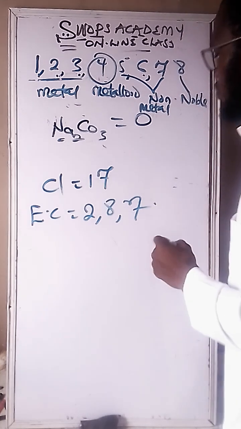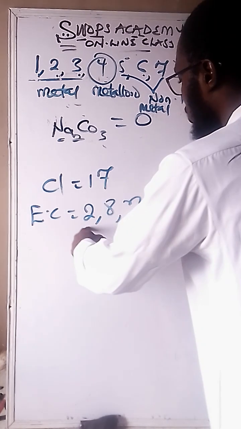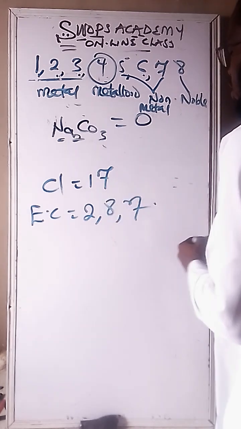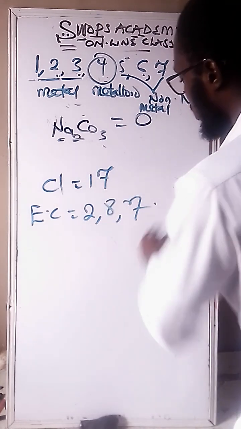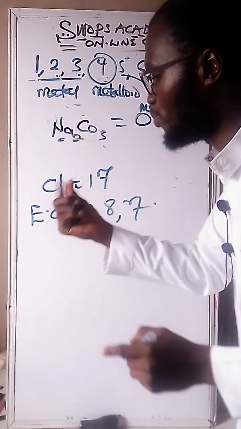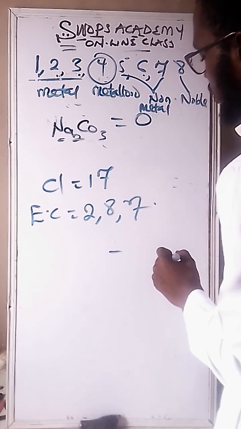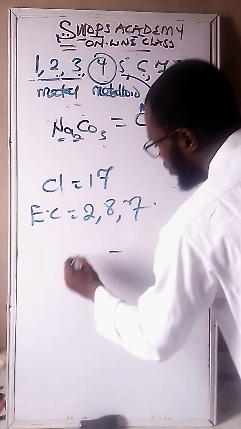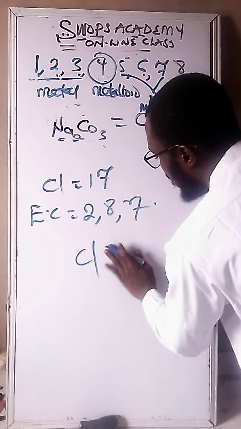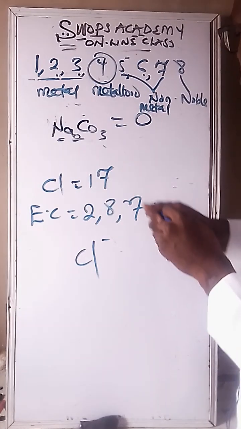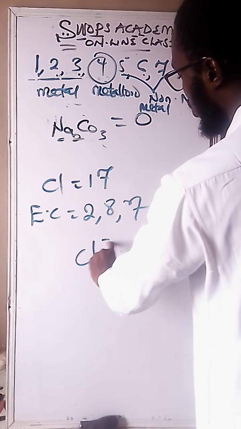2,8,7. Now know that if this is the first shell, this is the second shell, this is the last shell, how many remain to balance? Remain 1, isn't it? If it's looking for just a small number, like 2 or 1, you put minus there. Hope I'm communicating. When you put minus, you put the symbol chlorine. But how many minus? That means it's looking for 1.